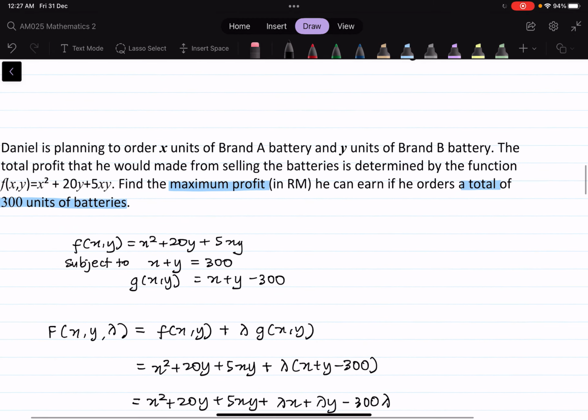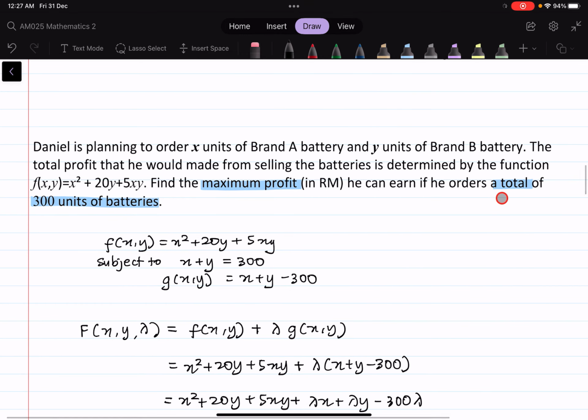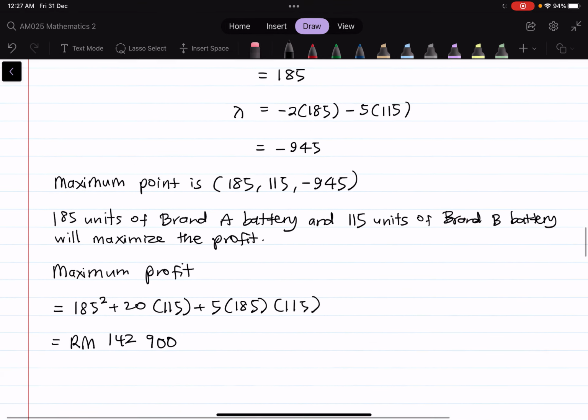So this is the Lagrange multiplier method, because we have a constraint here, a total of 300. So that's it.